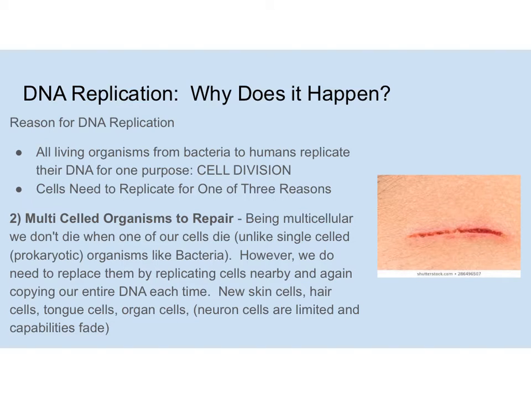But what we can do is take neighboring cells and replicate them to repair us. So we do need to replace those cells that got damaged or were killed. And we do that by replicating nearby cells again and again. Say if I get a cut in my arm, like I've got over here in the picture. If I cut my arm, what's going to happen is I'm going to have skin cells.